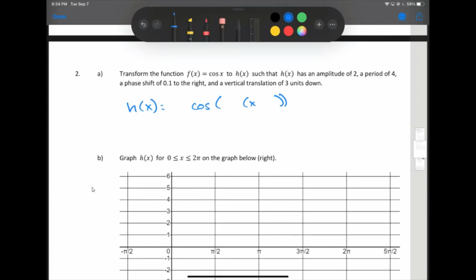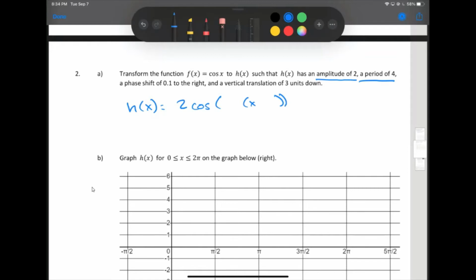All right, an amplitude of 2. That means there's a 2 in front. A period of 4. Okay, this is where your brain has to stop for a second and comprehend what that means, because that's not a multiple of pi.